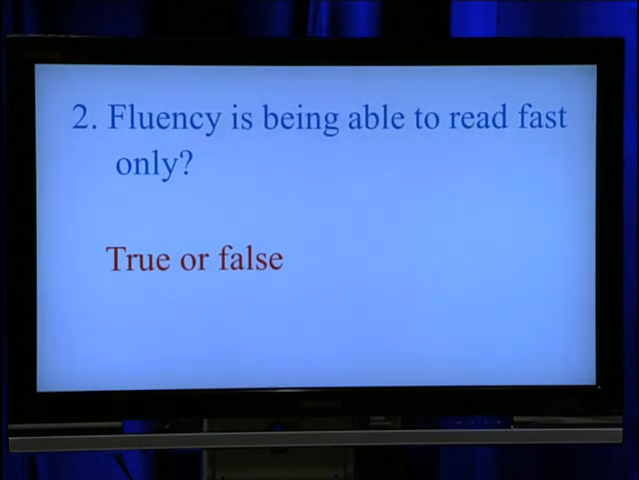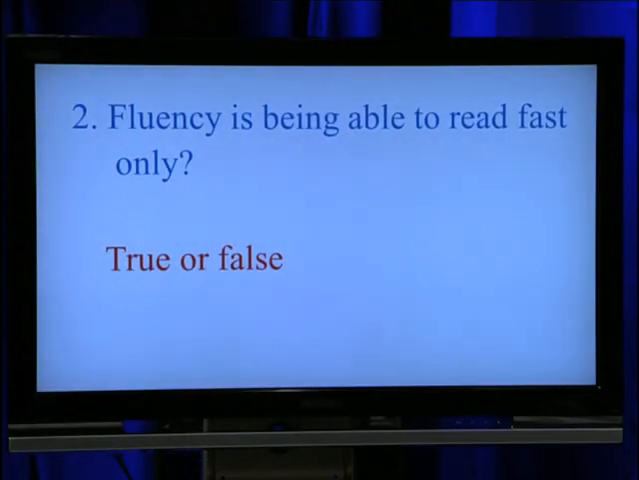Fluency is being able to read fast only. True or false? Fluency is not just being able to read fast. You have to be accurate, meaning you have to pronounce the words well. And you also have to try to read expressively, read like you are speaking.